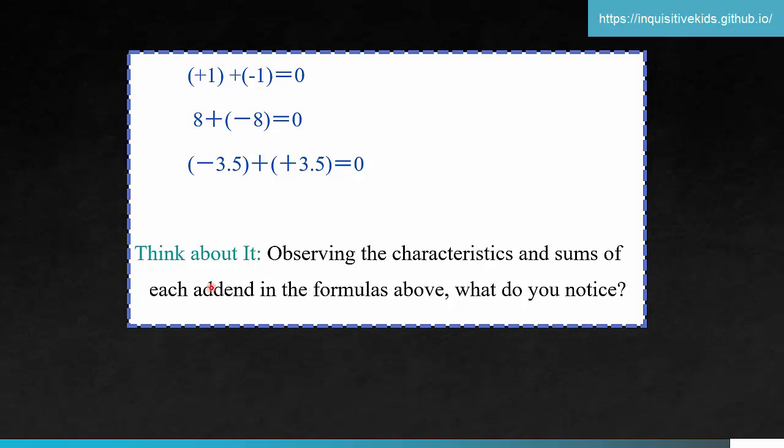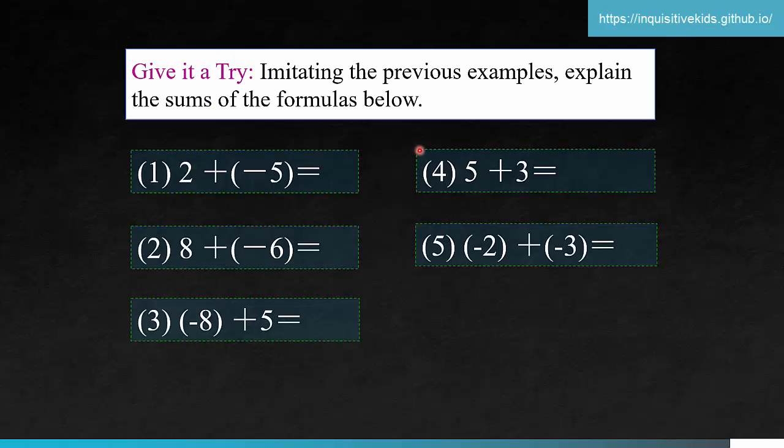Think about it. Observing the characteristics and sums of each addend in the formulas above, what do you notice? Well, first, notice that the addends are all the same numbers, but they're negative and positive, and they're different in that way. So here we have positive 1 and we have negative 1. We have positive 8 and negative 8.